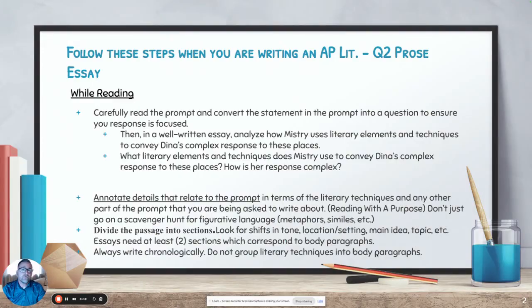While reading, or before you read, read the prompt carefully. Convert the statement in the prompt into a question to ensure that your response is focused. Here's an example. If the prompt reads something like this, "In a well-written essay, analyze how Mystery uses literary elements and techniques to convey Dina's complex response to these places," changing it into a question simply looks something like this: What literary elements and techniques does Mystery use to convey Dina's complex response to these places?